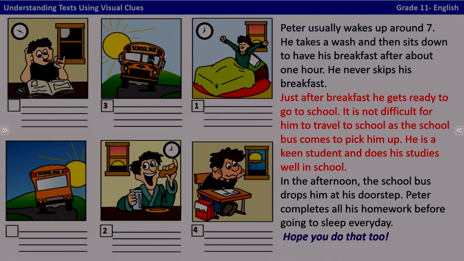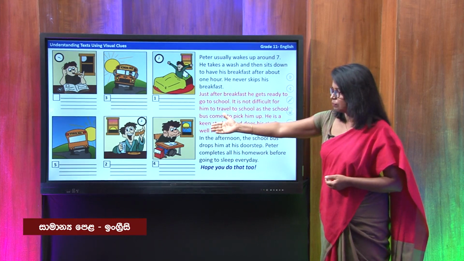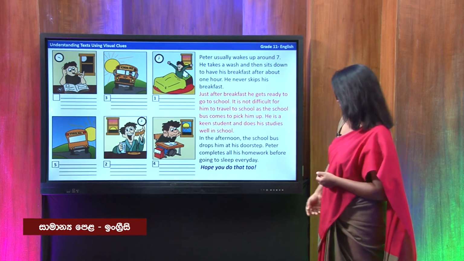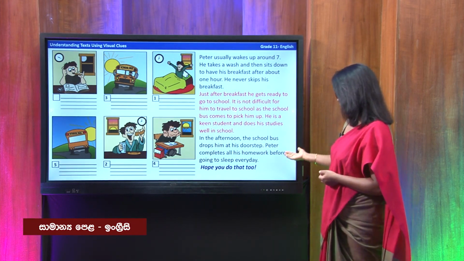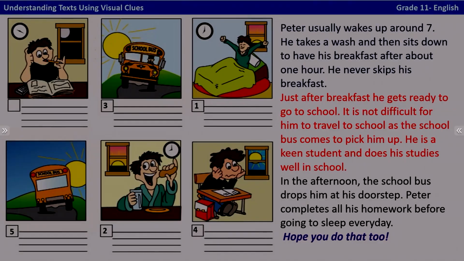Okay, then in the afternoon, the school bus drops him at his doorstep. So very easily you can identify that particular picture. The bus dropping him and going back. Okay, the last part. Peter completes all his homework before going to sleep every day. So anyway, it is the last picture, but look at the visual clues, children. Look through the window and what can you see? The night sky. So you can easily guess that it is the last activity he does.